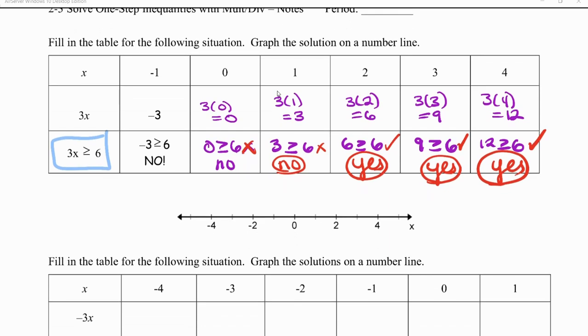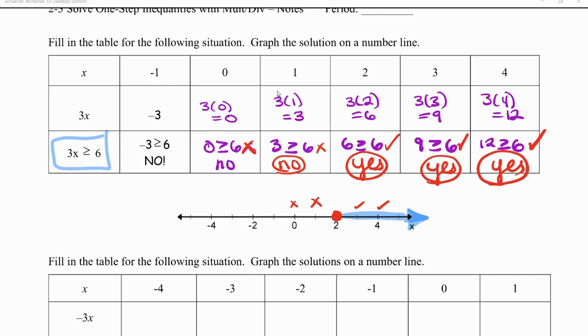So now let's graph the values that were solutions on the number line. x equals 2 is a solution. x equals 3 was a solution. x equals 4 was a solution. So that means anything else greater than 2 would be a solution if we follow that trend. x equals 0 was not a solution. x equals 1 was not a solution. So those values were not included in the shading.